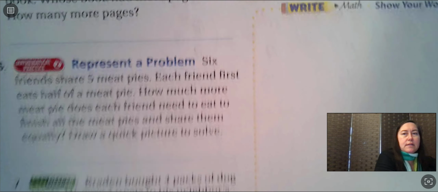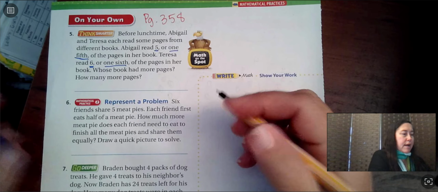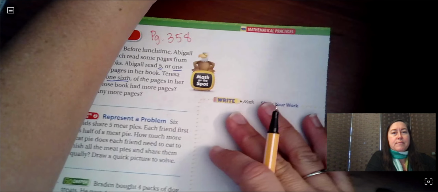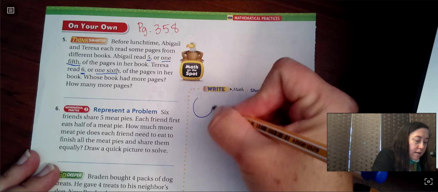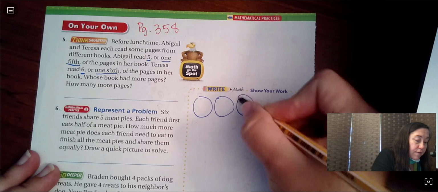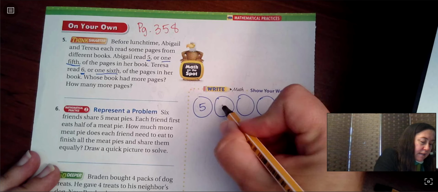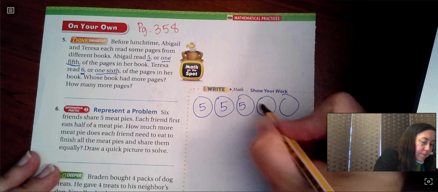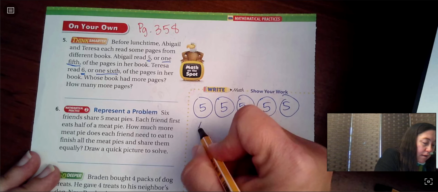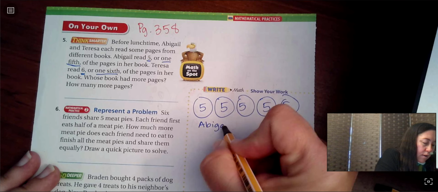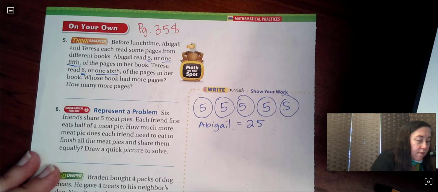This one for me was a little tricky at first. I had to think, okay, if Abigail read 5 pages and that is 1/5, then I know she's got 5 kind of equal groups, right? And each group had 5, if I'm using my diagramming. So I know that Abigail's book had 25 pages, right? 5 times 5 is 25.